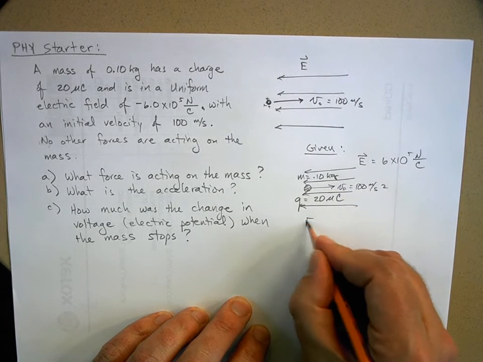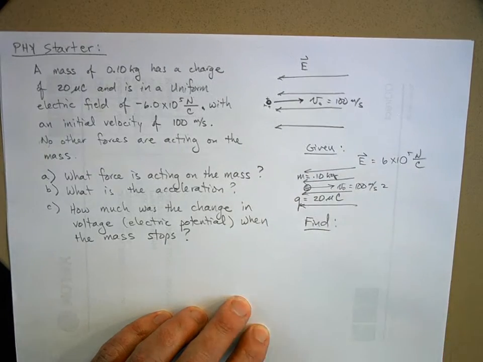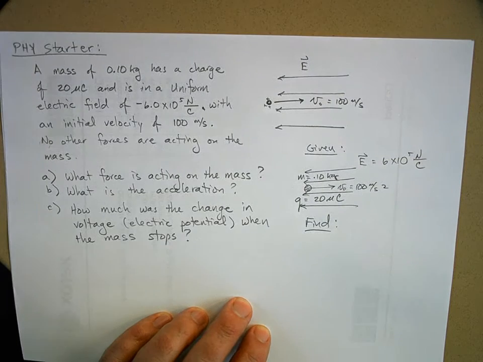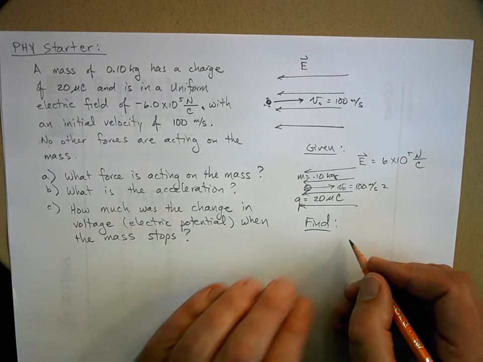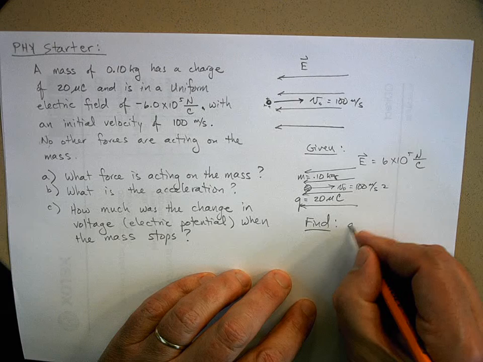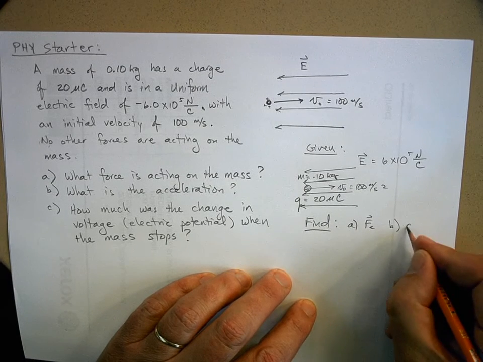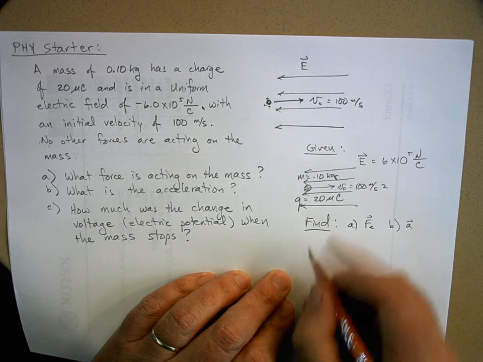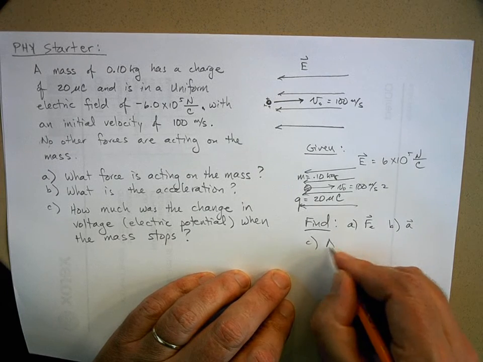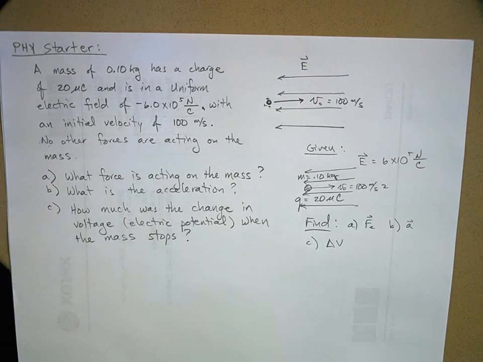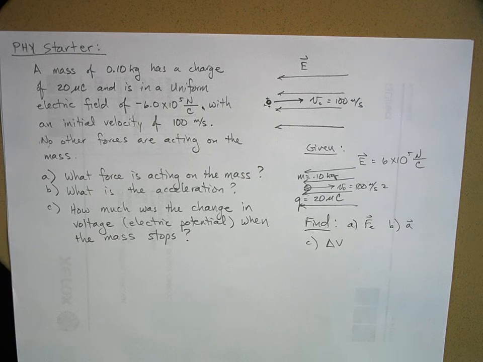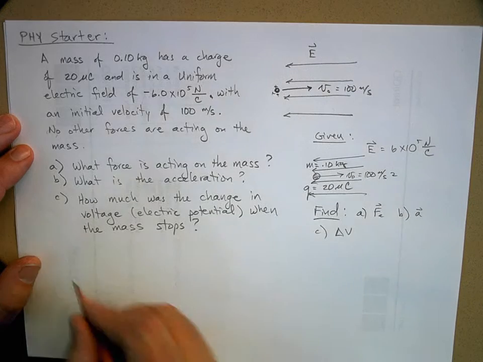And what are we trying to find? Well, we're trying to find A, the electric force on it, and B, the acceleration, and then C, delta V. What is the change in voltage of that charged particle? Okay. So let's solve it over here. Plenty of room.